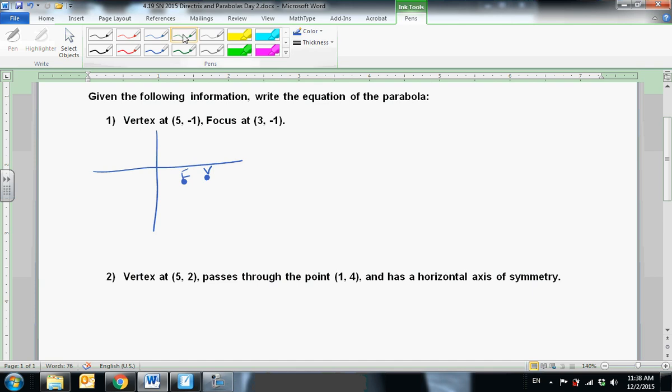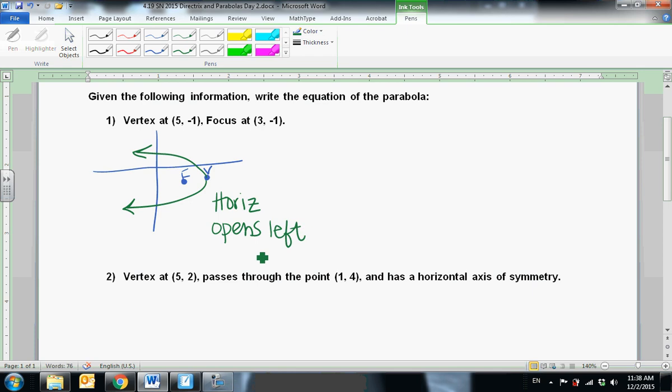It opens to the left. Good. We know that this graph has to open to the left. How do we know that? Yeah, it's always got to open towards your focus. Okay, so it's horizontal, it opens left.